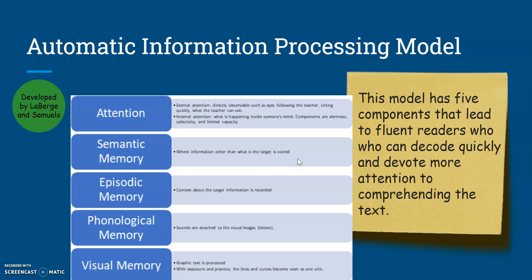In visual memory, we process the text, and then it moves to the phonological memory where we give sounds to the visual images that we see, which are letters. After the phonological memory, it moves to the episodic memory, which is where content about the target information is recorded. From there, we move to the semantic memory, where information other than what we are trying to understand is stored so that we can focus on that one thing. And the last component in this model is attention, which is very important to this model.